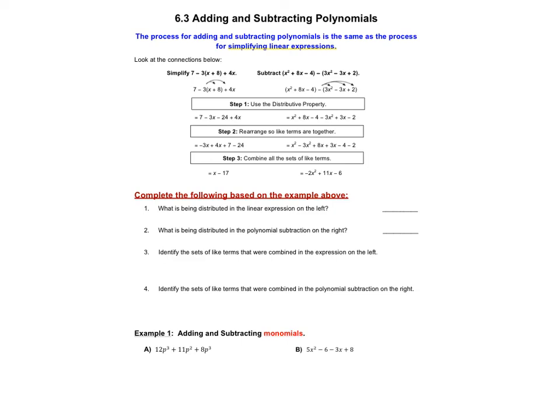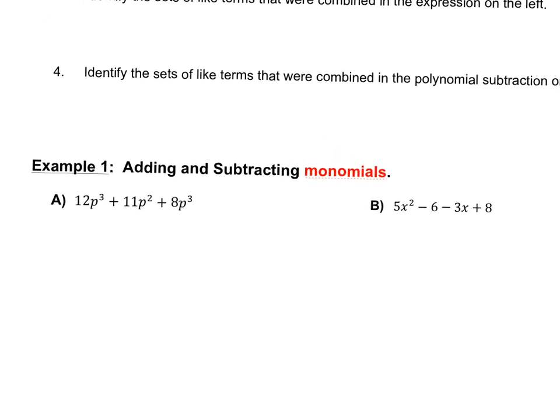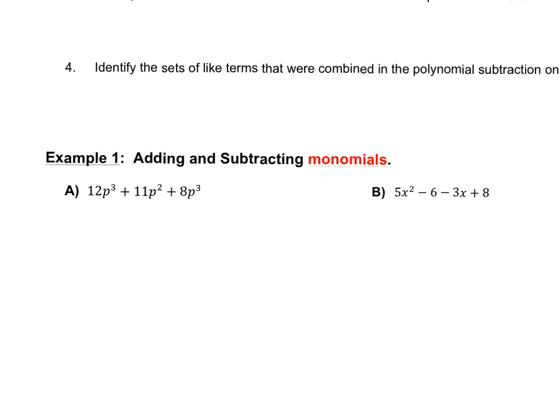This is 6-3, adding and subtracting polynomials. I'm going to jump right to an example. For adding and subtracting monomials, remember monomials are single terms. So when we add each monomial, so this monomial to that monomial to that monomial, we're looking for like terms. We can only combine like terms.